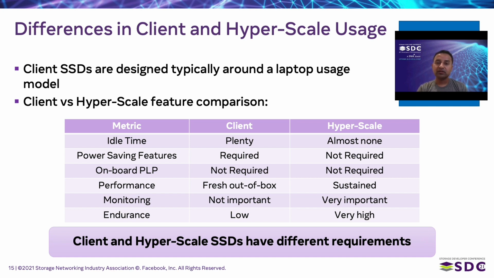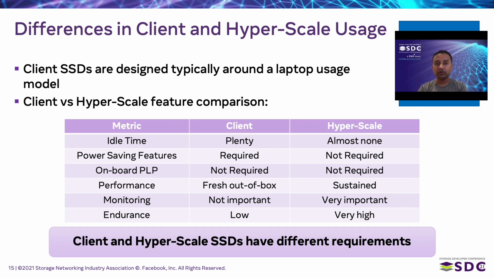Some of the metrics such as idle time and power saving, which are very critical from a client use case because we need to save the battery, are pretty much not important. Idle time is very challenging to be found in a hyperscale environment, as the disk is always seeing some amount of I/O. And client SSDs typically care about fresh out of box performance, whereas hyperscalers mostly care about sustained performance. Additionally, security, monitoring, and endurance are not that critical for client usage. However, these are all very important features for hyperscalers.